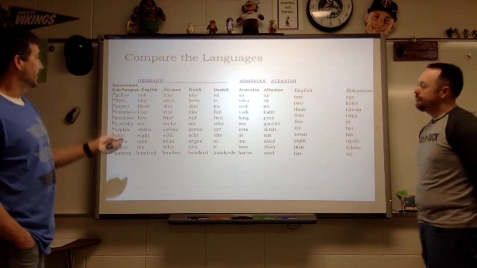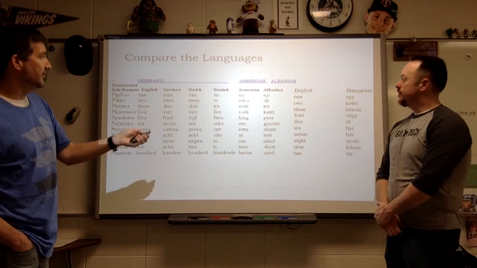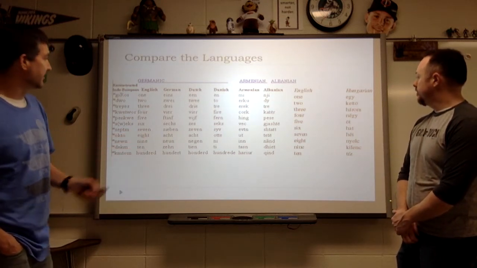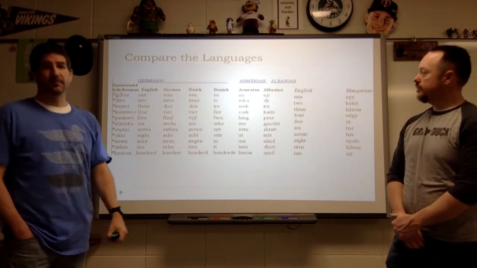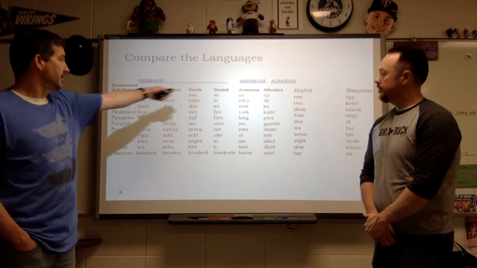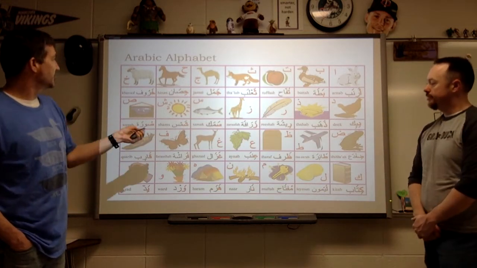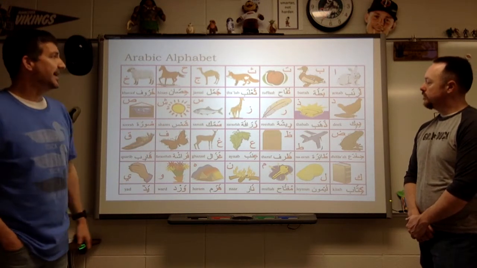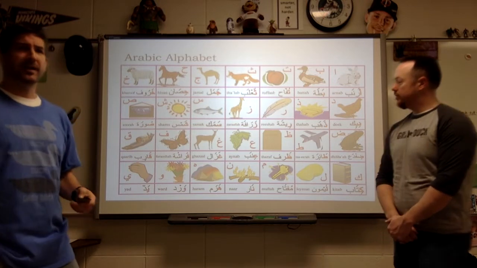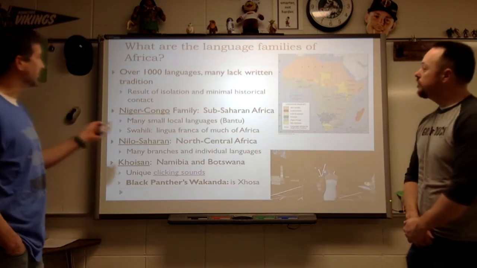So again, you compare the languages. We can move through that. You've got Germanic on one side, you've got Armenian and Albanian, and then you have Hungarian, which looks completely different from these other ones. You'll see sound shifts and similarities in these, but you will not see it in the other ones. There's the Arabic alphabet. Again, you'll see Arabic. It's pretty unique. You'll see a picture of Hebrew and Arabic later on in our religion and language stuff.